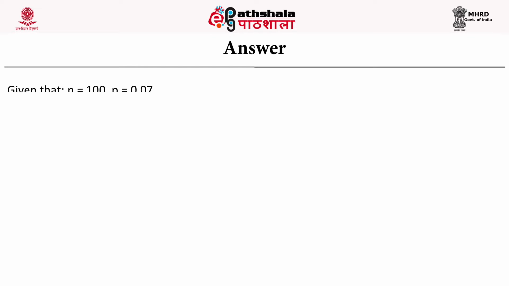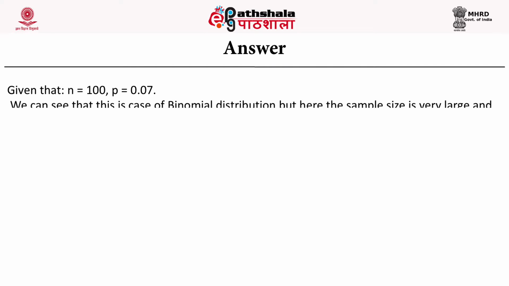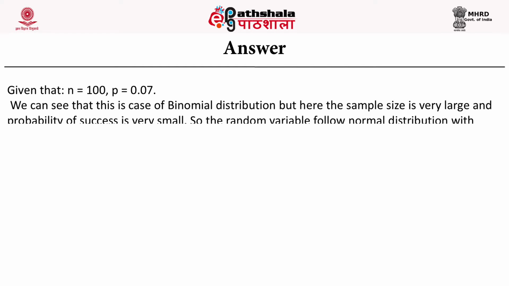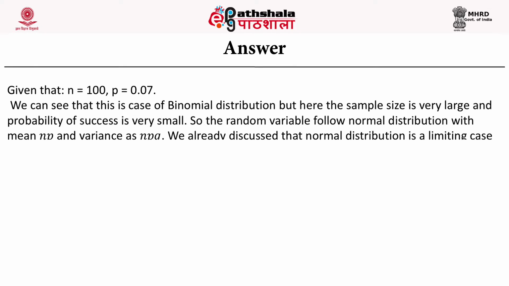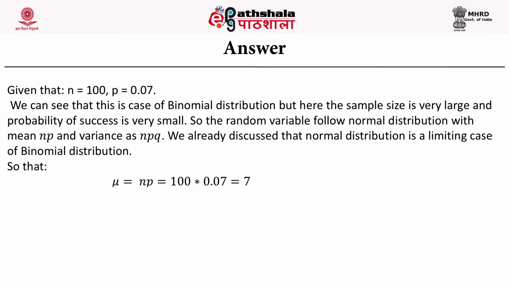So we have n equal to 100 and p equal to 0.07. We can see that this is a case of binomial distribution, but here the sample size is very large and the probability of success is very small. So the random variable follows a normal distribution with mean np and variance npq. We already discussed that the normal distribution is a limiting case of the binomial distribution, so mu is equal to np, which is 100 into 0.07, which comes out to be 7, and sigma square is equal to npq, which is 100 into 0.07 into 0.93, which is 6.51, and sigma is equal to 2.551.